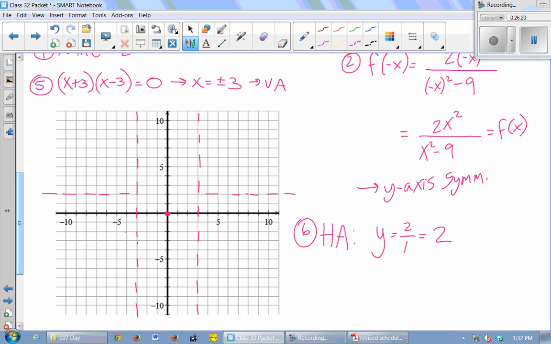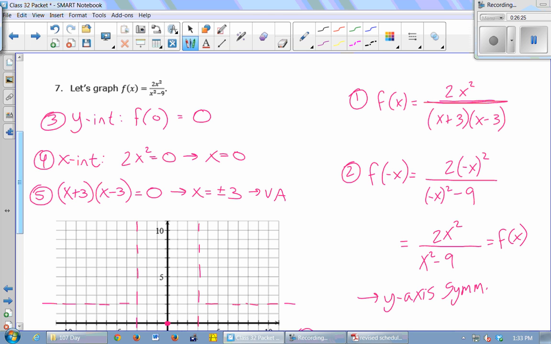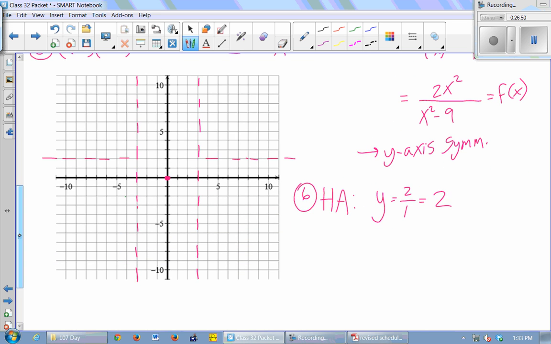Okay, so if I plug a 5 into my original function, 2x² over x² minus 9, I get 50 over 25 minus 9, which is 16. What's 16 into 50? 25/8, 3 1/8. Sure. So somewhere between 3 and 4. So at 5, somewhere between 3 and 4, I have a point.